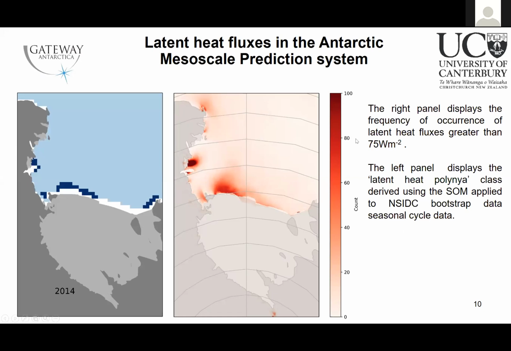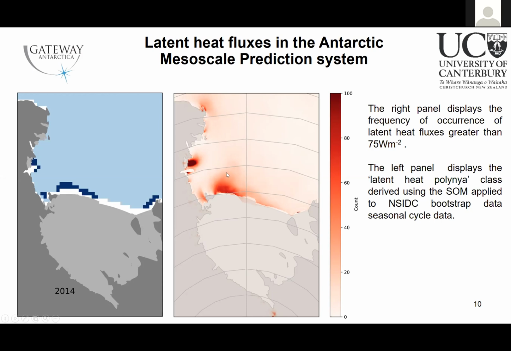If I look at my class, this is the Ross Sea polynya pattern based on latent heat flux information. What I've done here is find the occurrence of latent heat fluxes from the ocean to the atmosphere greater than 75 watts per meter squared and plot the density plot.